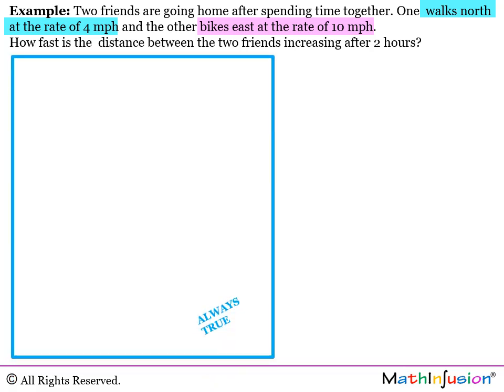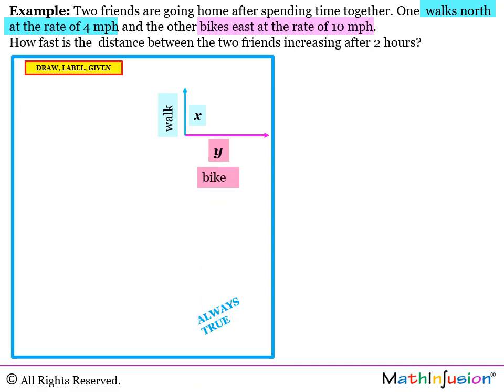Let's start as usual with the always true. First, we have to draw, label, and see what is given. Let x be the distance and y the other distance. x is the distance from the starting point related to the friend who walks, and y is the distance from the starting point related to the friend who bikes.